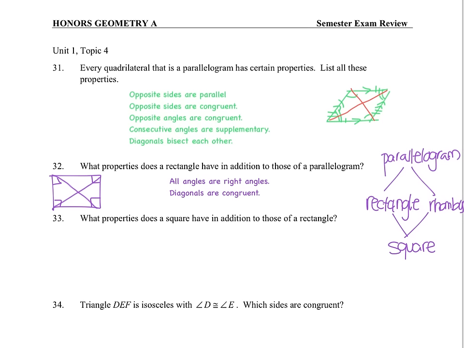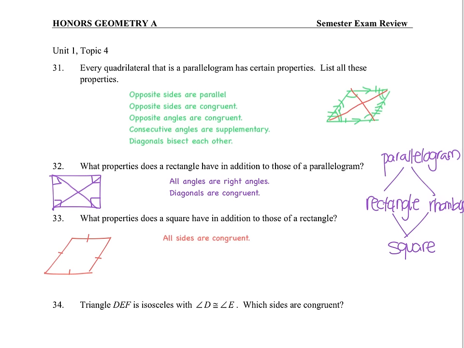Question 33 says, what properties does a square have in addition to those of a rectangle? So now we've talked about the properties of a parallelogram and the properties of a rectangle. We have not talked about properties of a rhombus, but that's what we're going to add in order to get our properties of a square. So the first thing is a rhombus kind of looks like a parallelogram. It's not going to have the right angles. But one thing that we do know is that all of the sides are congruent, which is a property of a square.